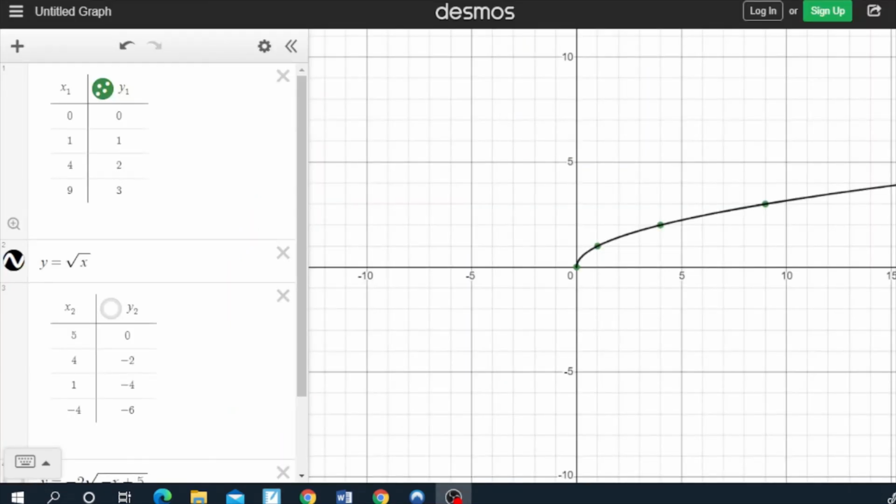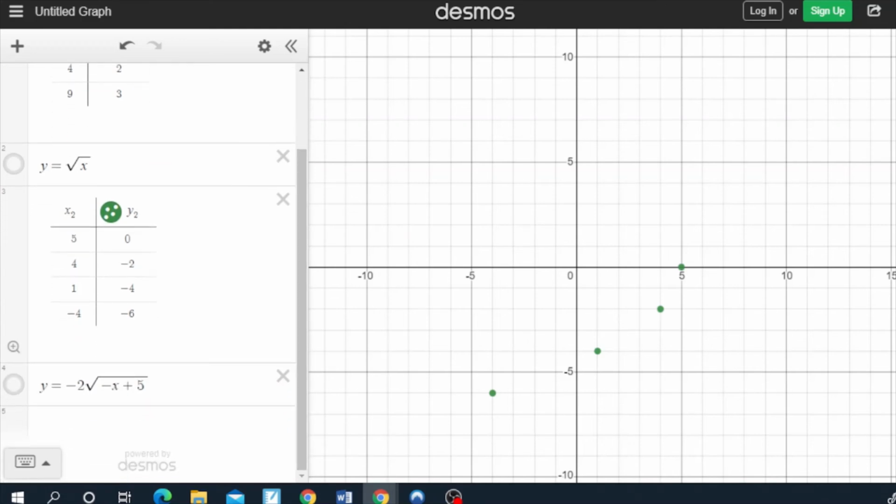So going to Desmos with those tables of values, you'll see that I've got both the graph of root x and the table of values that gets generated from that equation showing here. I can turn off the equations just so you see the points. So that is your root graph. Now, when I do the table of values for the transformed graph, we get that for our points.